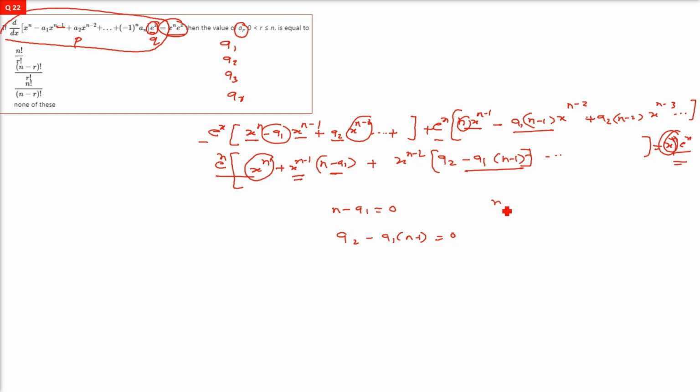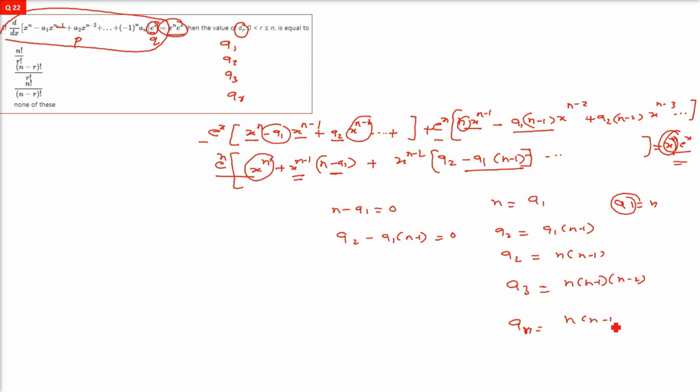So the first term gives a1 equal to n. The second term, just replace a1 by n. So you'll get a2 as a1 into n minus 1. So a1 is this, a2 is this. When you do the a3 term, it will be n minus 1, n minus 2. I'm not doing it in the short form because if you are aware of the binomial, then this is quite simple for you. Then we have an will be n minus 1, n minus r minus 1. That will be the final term or rth term.